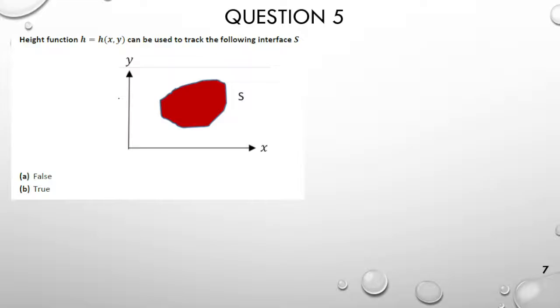Now let us go to the next question, which is again based on whatever discussions we have done. The height function should actually be y is equal to h of x comma some time, and we are particularly seeing this at one particular time. We are trying to calculate the value of y.